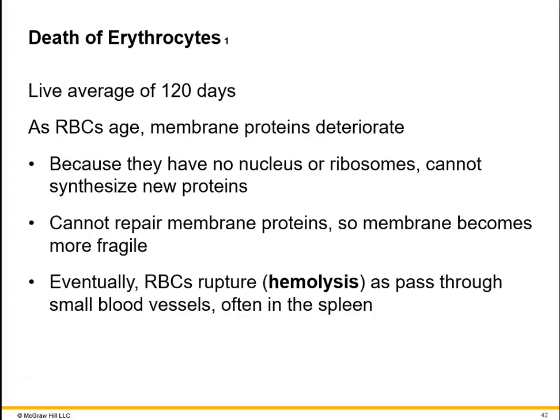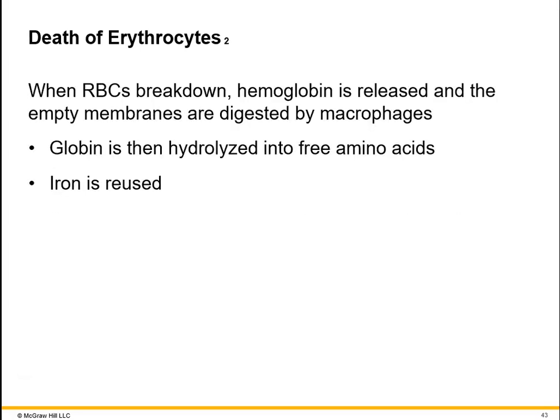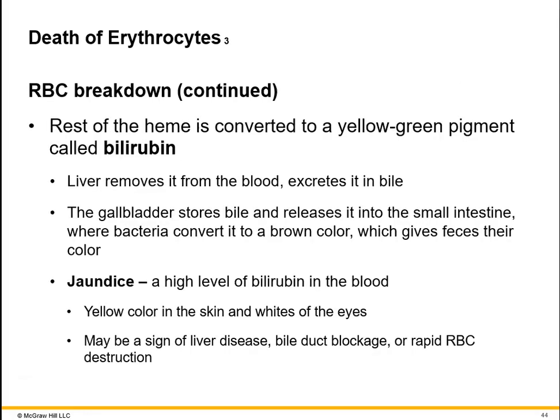So again, about 120 days, that's about how long these erythrocytes will last before they're broken down by the spleen, and we are constantly replacing these old, worn-out erythrocytes. We're going to be recycling the subunits from those erythrocytes, like the globin and the iron. We're going to reuse those when we can.